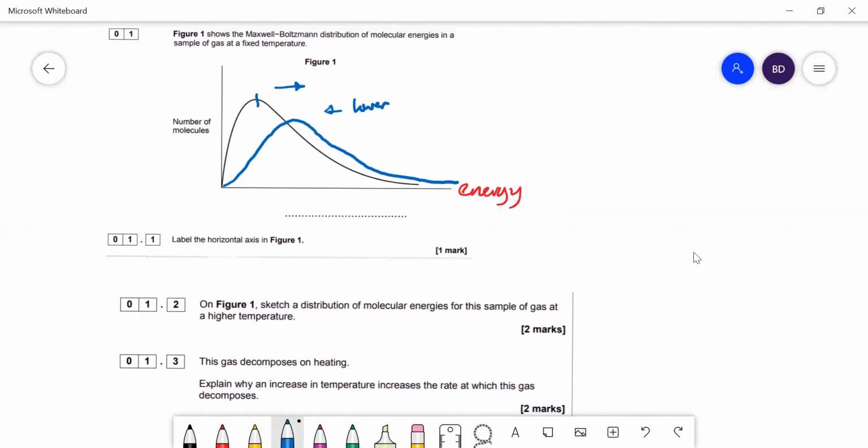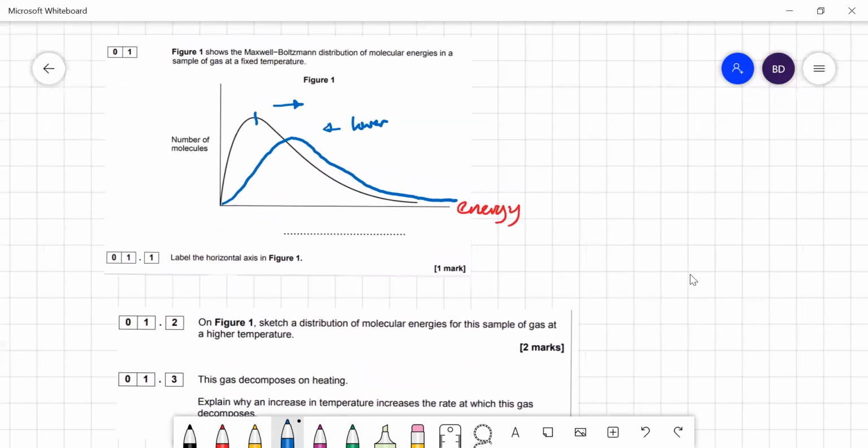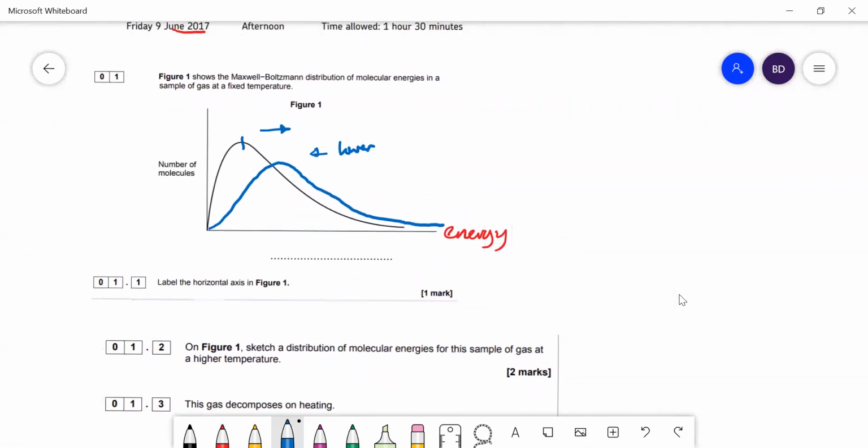This gas decomposes on heating. Explain why an increase in temperature increases the rate at which this gas decomposes. Well, there'll be a minimum amount of energy that the gas molecules will need in order to decompose, and we'll call that the activation energy, EA. At the lower temperature, you've just got that area under the curve there. It's all those molecules that can decompose. At the higher temperature, the area is now that blue area, which is a greater proportion of the molecules. So more molecules have the necessary minimum energy, the activation energy, in order to react.